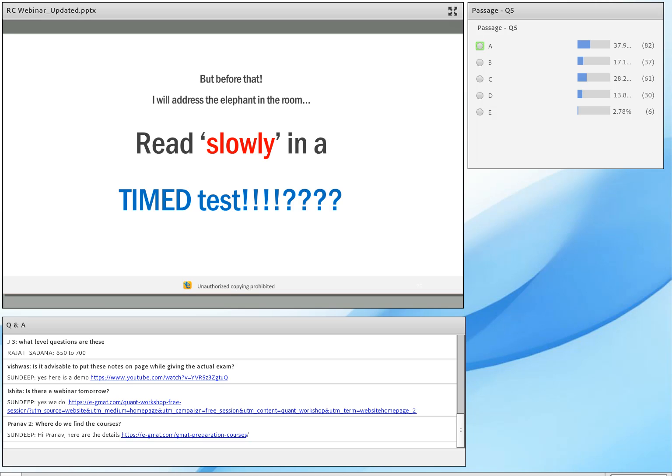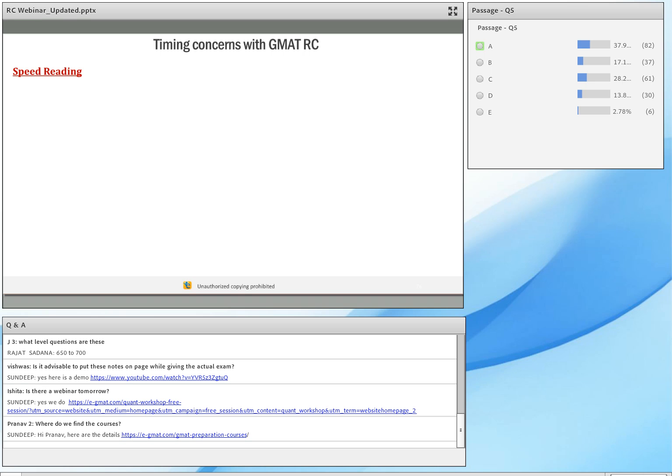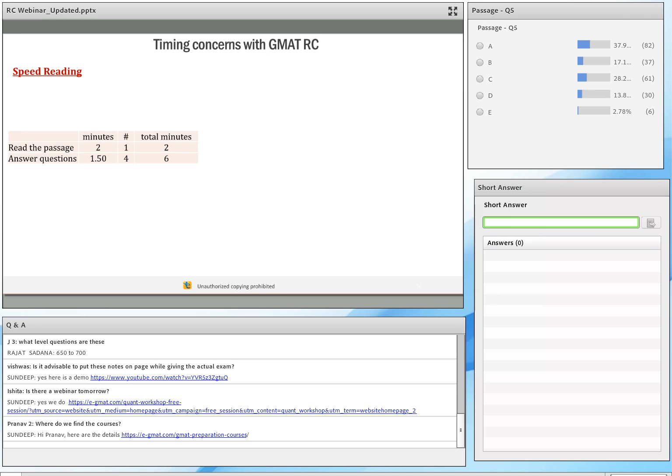Now, some of you have been asking, read slowly in a timed test? How does that work? If you look at timing concerns with regards to GMAT, the way people think about timing is they say, okay, I'm going to read the passage in 2 minutes, give me about a minute and a half to answer 4 questions, I'm going to take about 8 minutes to get through the passage. How many of you do this? You do. That's the wrong way of thinking.